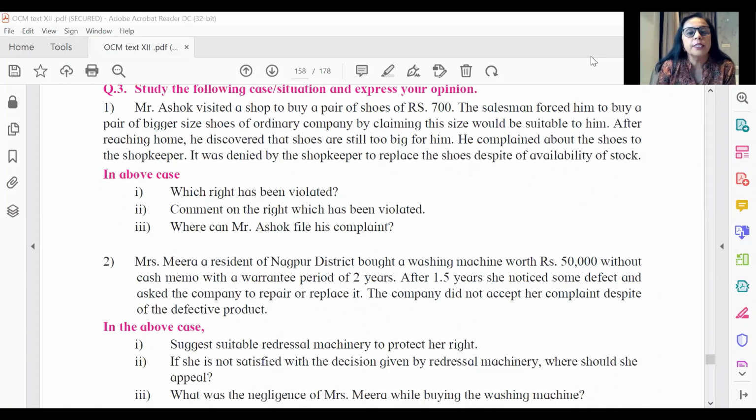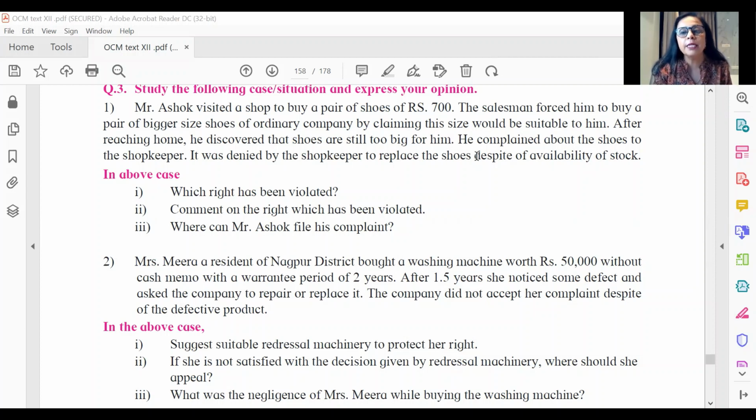Mr. Asho visited a shop. He bought a pair of shoes for 700. The salesman forced him to buy a bigger size of an ordinary company, and the salesman claimed that this size would be suitable to him. After reaching home, Mr. Asho discovered that the shoes are still too big for him.